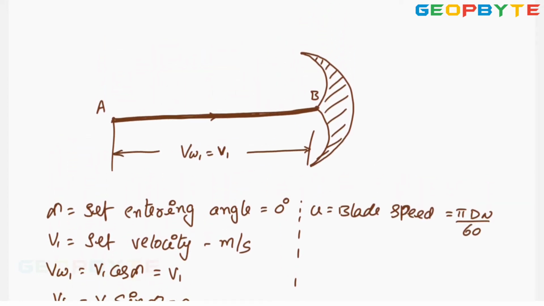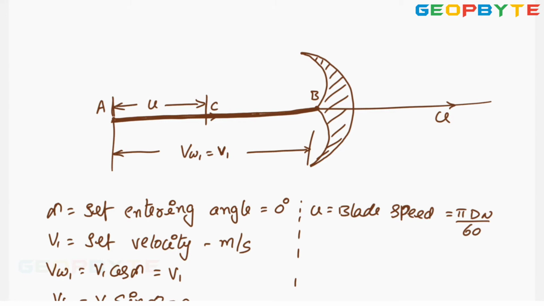Now, let AB be the direction of the water, from A to B. By receiving the water energy, the blade moves in this direction. So the blade is moving with a velocity U. Since the blade is moving with a velocity U, the blade speed should be marked along the horizontal line. Therefore, AC is the blade speed.